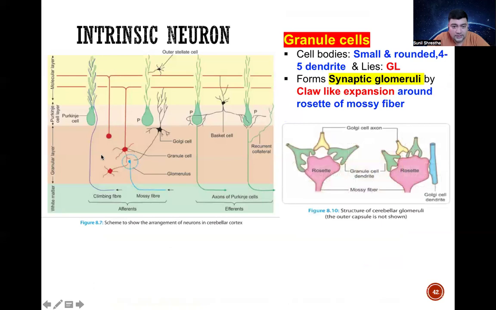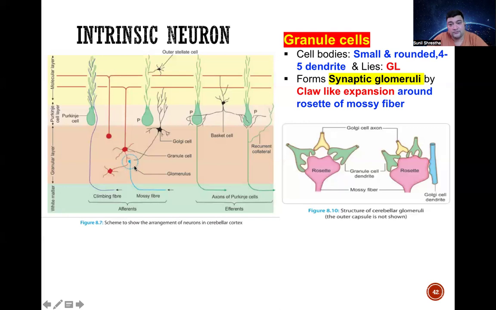Now, the granule cell is mainly present in the granular layer. The cell body is quite small and rounded, and it contains 4 to 5 dendrites. These small rounded dendrites get connected with the mossy fiber and dendrites coming from the Golgi cell, forming a glomerulus.